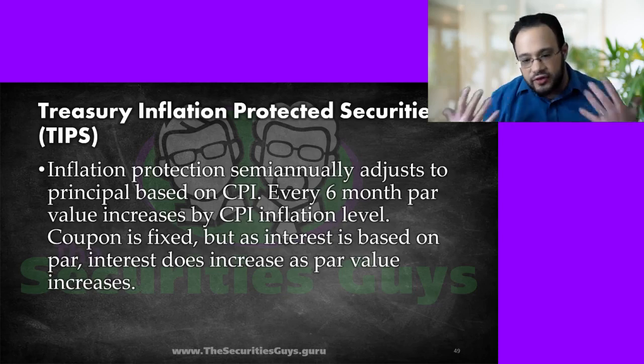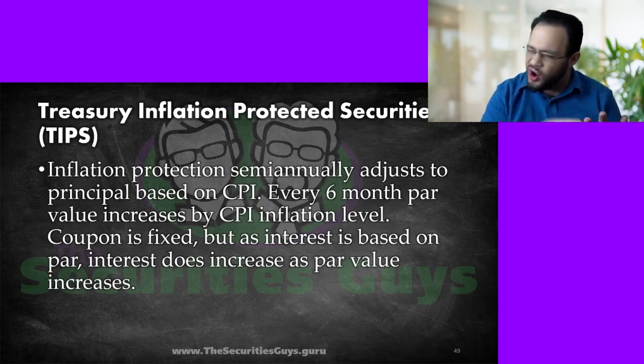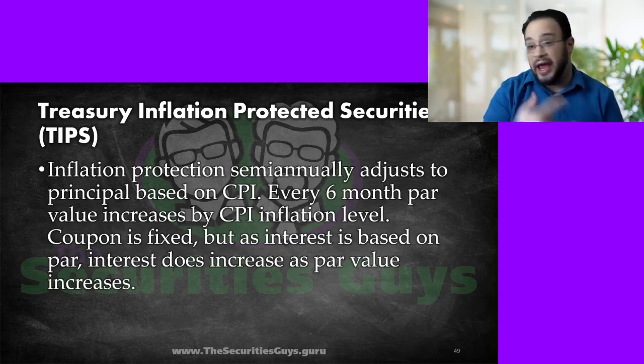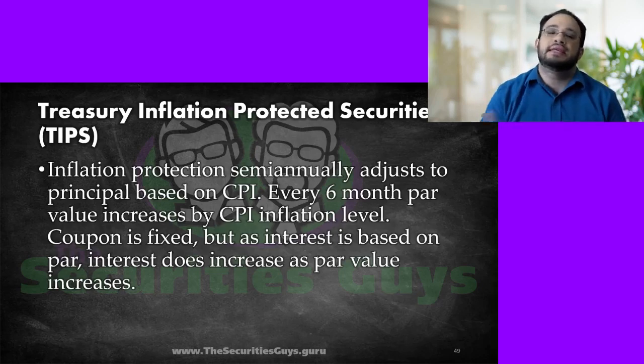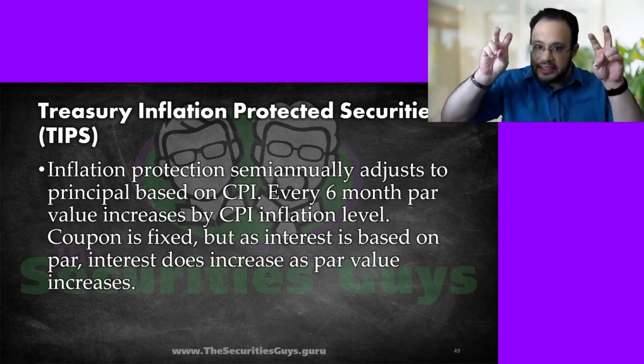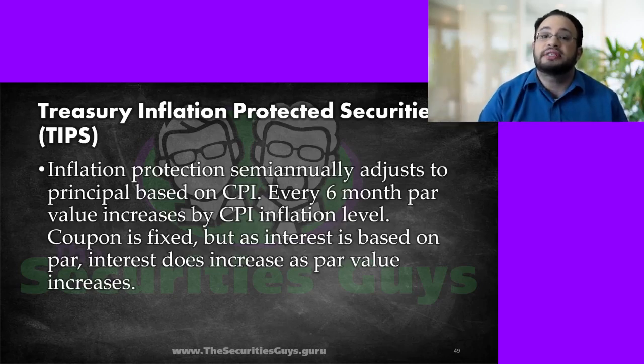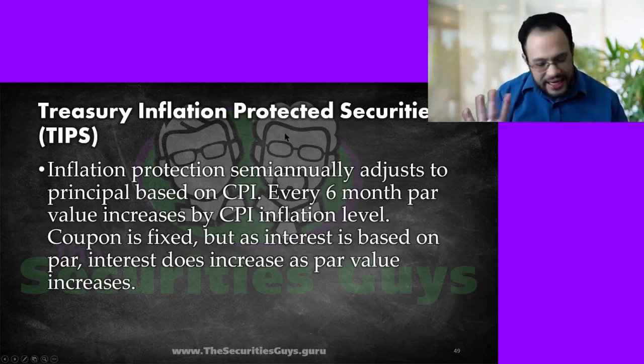There's a basket of goods, things like gasoline and food and housing costs and travel. Haircuts are included in there too. All of that is priced each year. And as you see, year after year, the prices of that basket of goods go up. That's how they measure inflation. So every 6 months, the TIP is going to have its par value adjusted for inflation.